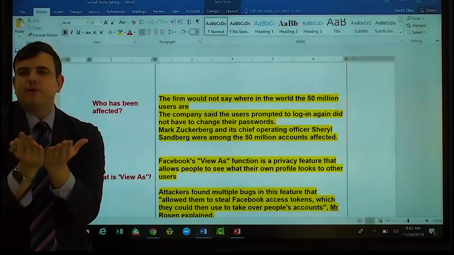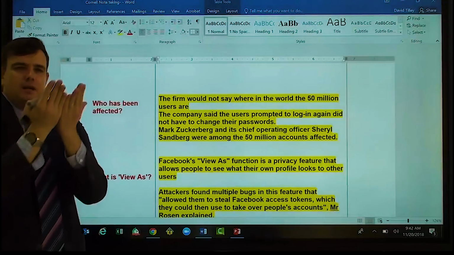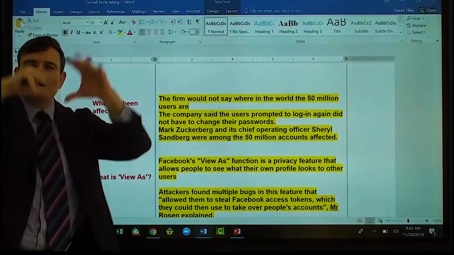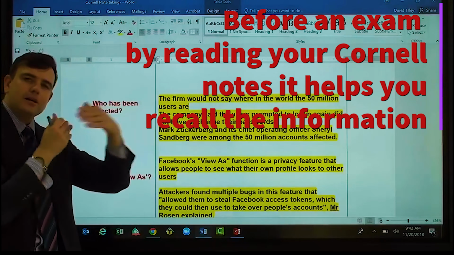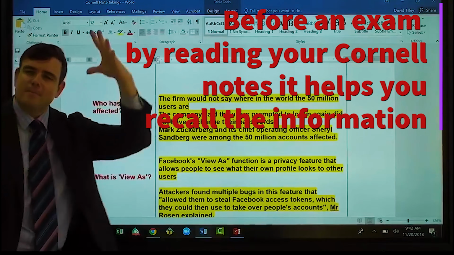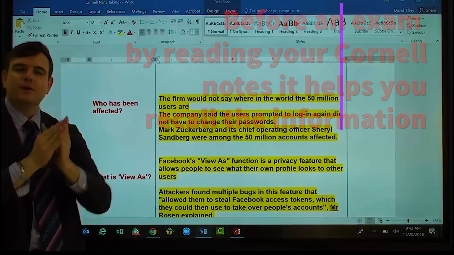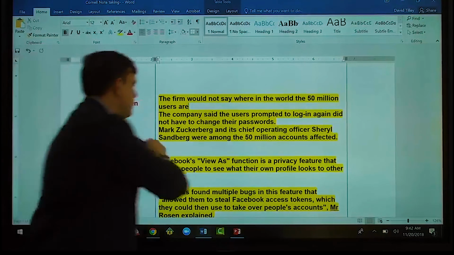So when you look at it before an exam or an assessment, it's going to be very useful because it summarizes the whole lecture that you've just listened to, or the article that you've read, in a nutshell. It makes it miniature, very small and compact.